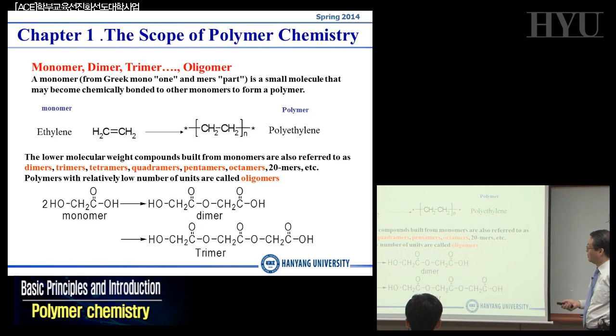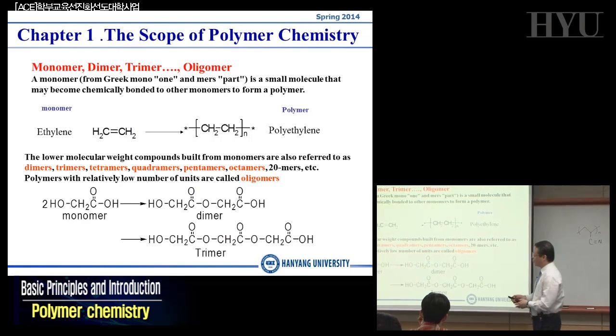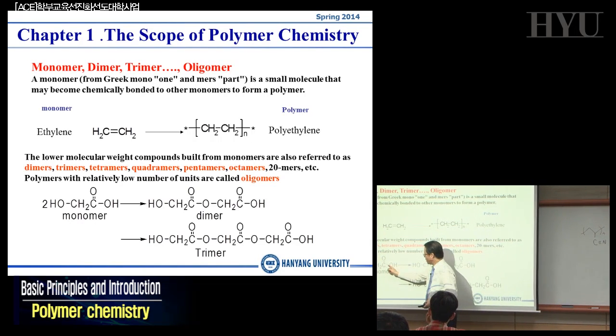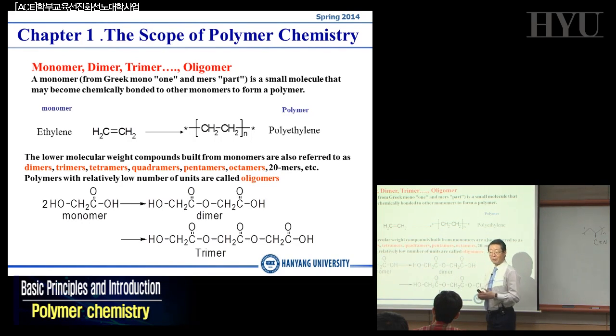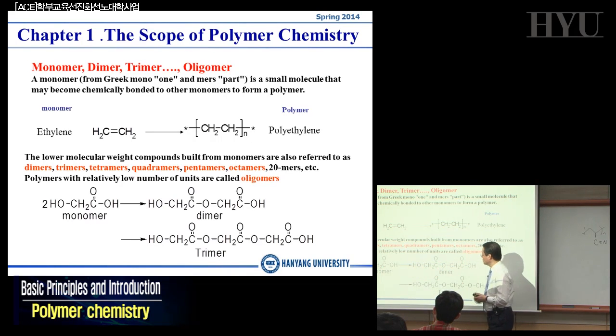Okay, we have another example. We have a hydroxyl group. We have a carboxylic acid. Hydroxyl and carboxylic acid will react with each other through a nucleophilic substitution reaction. So this hydroxyl will attack this carbonyl. You remove this hydroxyl from here and hydrogen from here, and it becomes an ester.